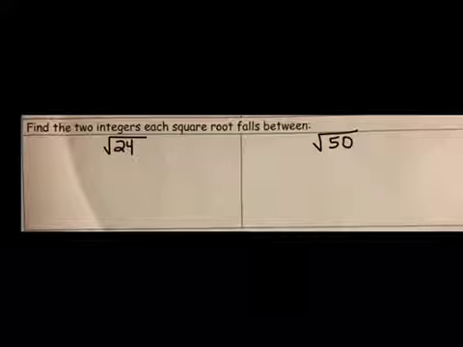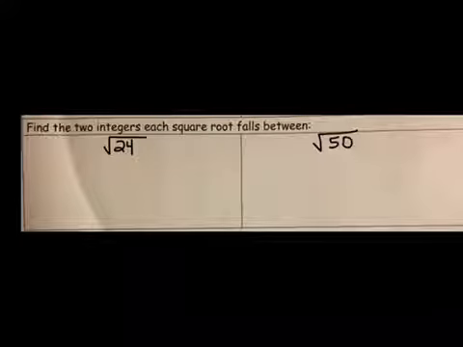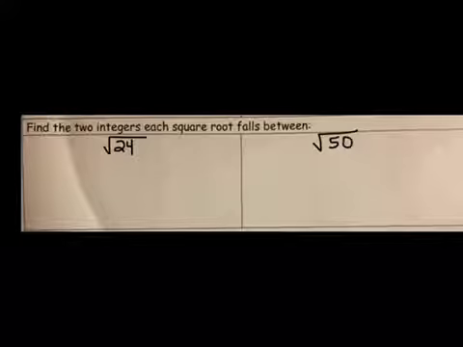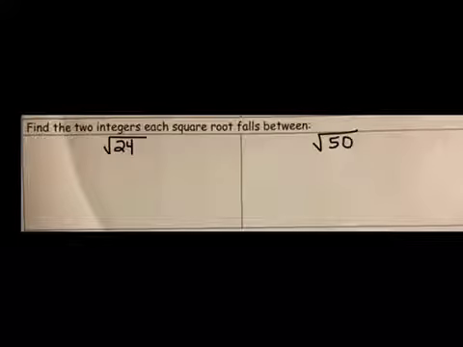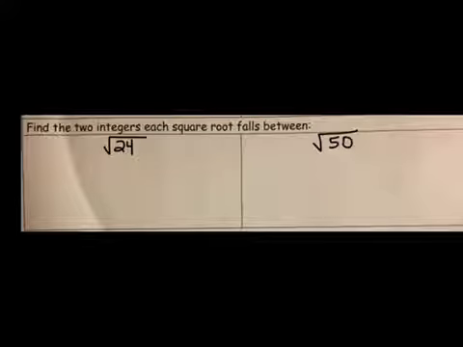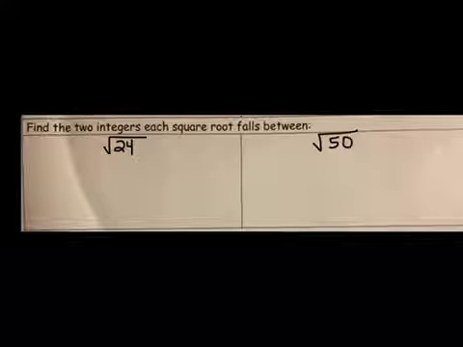Find the 2 integers each square root falls between. So for this first one, square root of 24, I want you to try to do that on your own and then replay the video to check your work. So the square root of 24, I'm trying to think of the 2 perfect squares the square root of 24 falls between. Since it's not one of our perfect squares, it's not going to come out to be a nice integer. It's going to come out as a decimal. So to find these 2 integers, we need to think of the perfect square before and after the square root of 24.